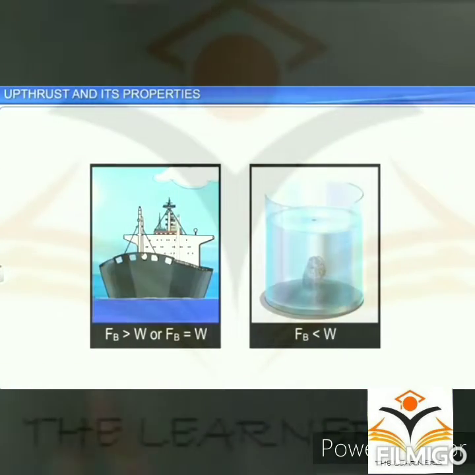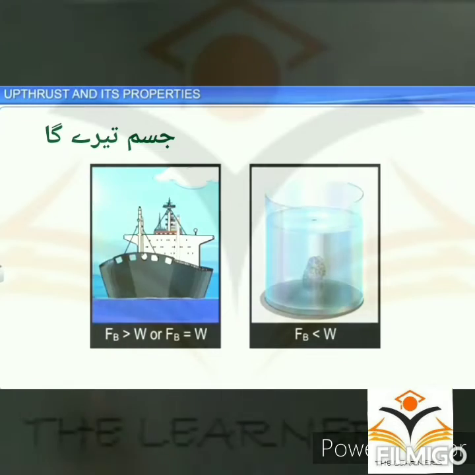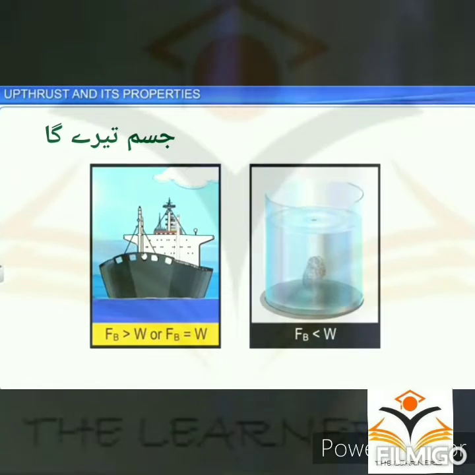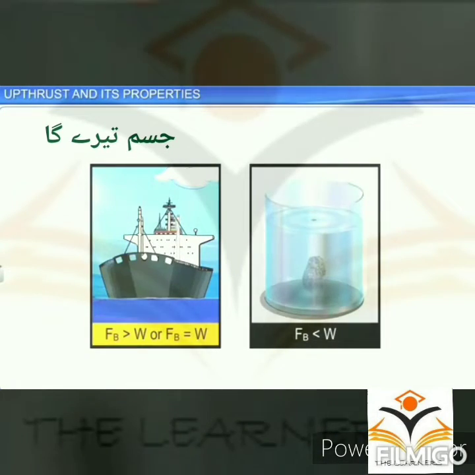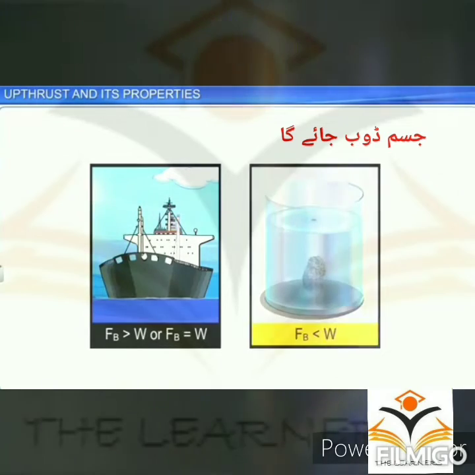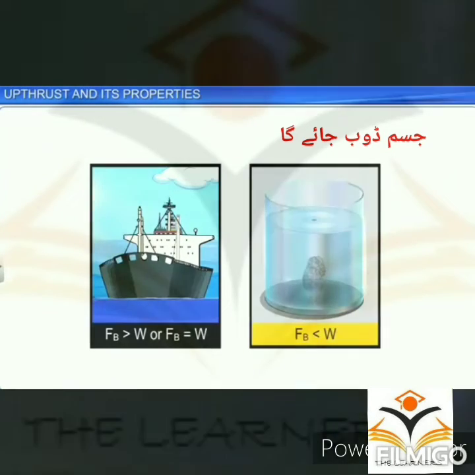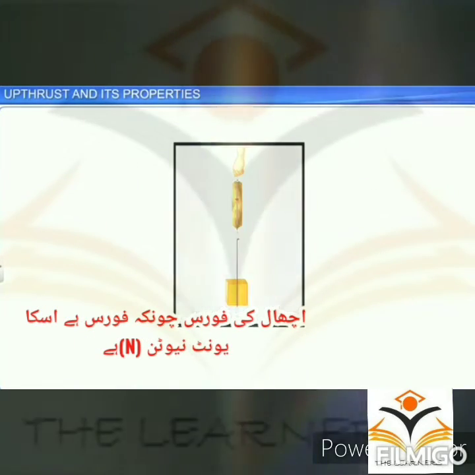Upthrust can be greater than, equal to, or less than the weight W of the body. This upthrust determines whether the body floats or sinks in a fluid. If Fb is greater than W or Fb is equal to W, then the body will float. But if Fb is less than W, then the body will sink. Upthrust, being a force, is measured in Newton.